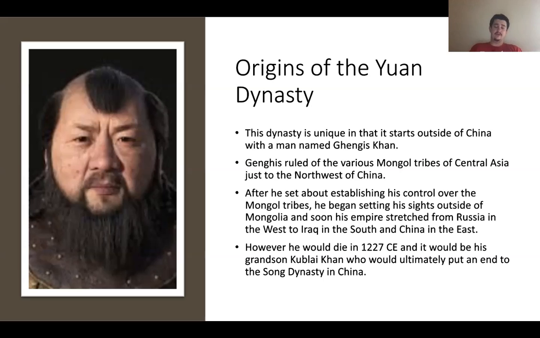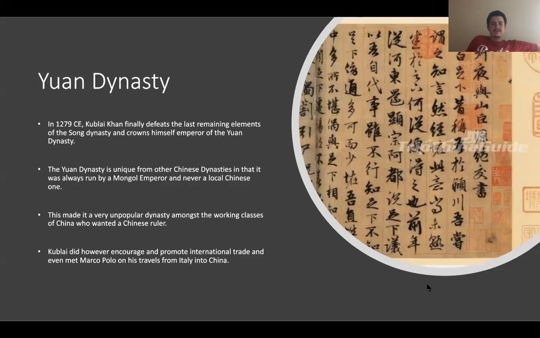Genghis would die, however, in 1227, and it would be his grandson, which is this man here, whose name is Kublai Khan, who would ultimately put an end to the Song dynasty in China. So in 1279, Kublai Khan finally defeated the last elements of the Song dynasty, and he crowned himself emperor of the new Yuan dynasty. It's unique in that it was always run by a Mongol emperor and never someone of Chinese descent.